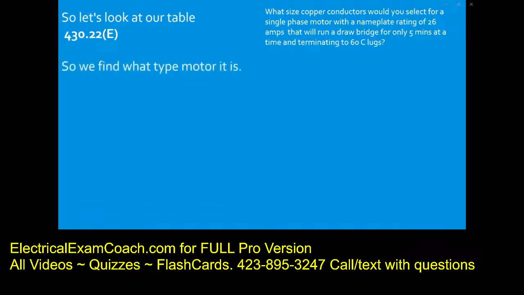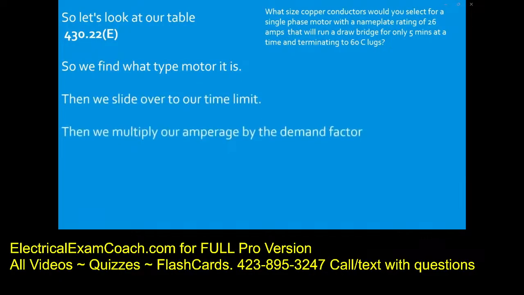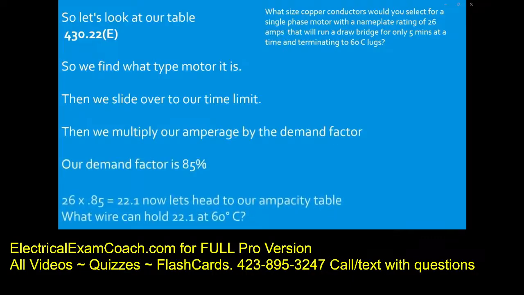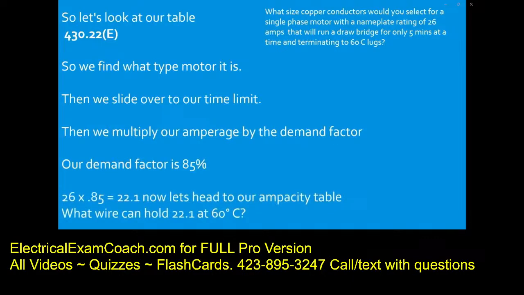So we find what type our motor is, then we slide over to our time limit, and we find our multiplier, and we take our amperage and multiply it by that demand factor. In this case, it's 85%. So we take our nameplate rating, multiply it by 0.85, and that gives us 22.1 amps. Now we can head to our ampacity table and size a wire that can hold 22.1 amps, being sure to select from the 60°C column.